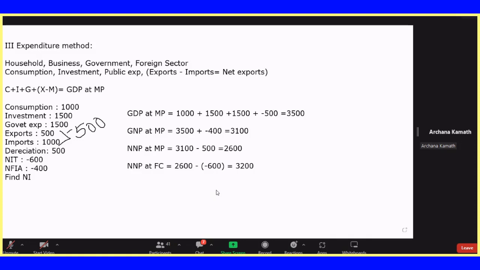Anything regarding this part? Any doubts which I need to clarify? Madam, NFIA full form once again, please. Net factor income from abroad. Okay.